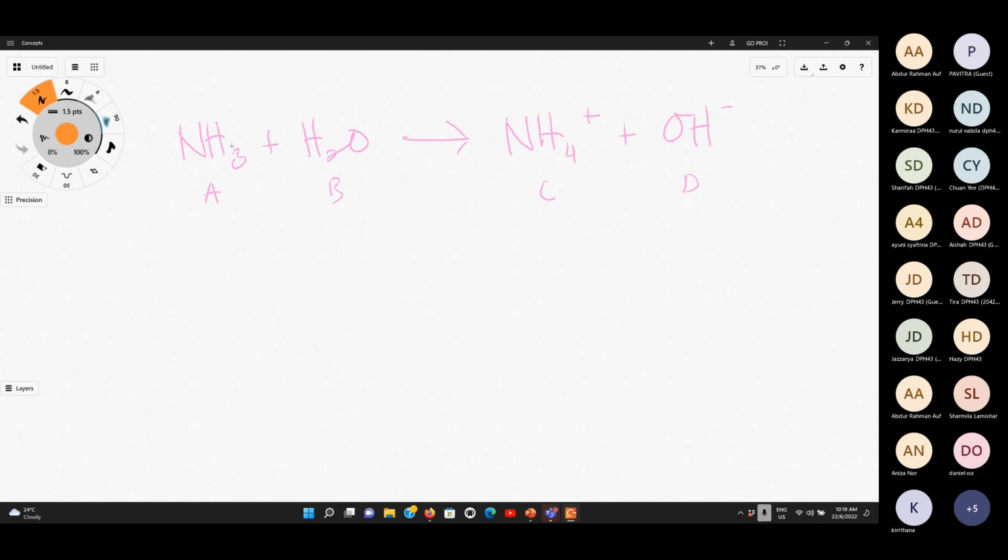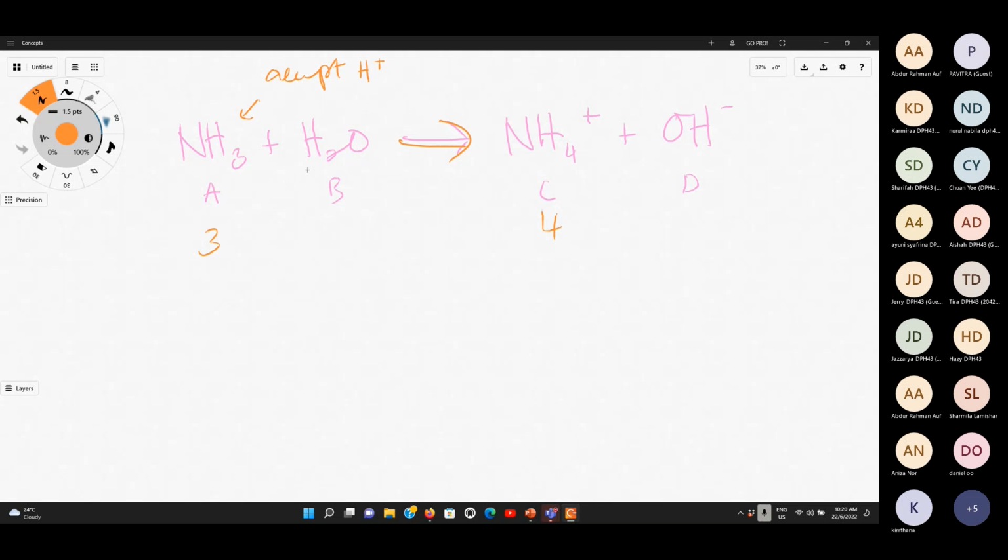So kat sini pada asalnya dia ada 3 saja bilangan hydrogen, 3 only. Tapi bila dia at the end product, dia ada 4. So what changes here adalah the addition of one proton, 1 H. So that means ammonia ni dia accept H plus. Dari mana dia terima? Daripada H2O.